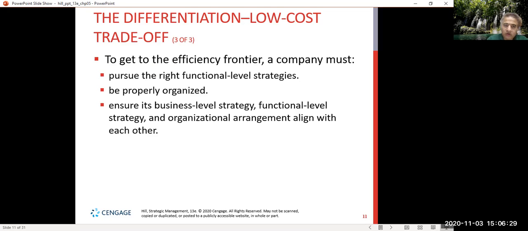So differentiation, low cost trade-off to get the efficiency frontier. A company must pursue the right kind of functional level strategy and be properly organized and ensure that its functional level strategy, business level strategies, and organizational arrangements are aligned with each other.